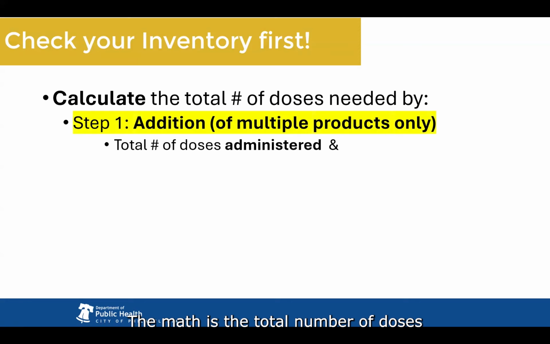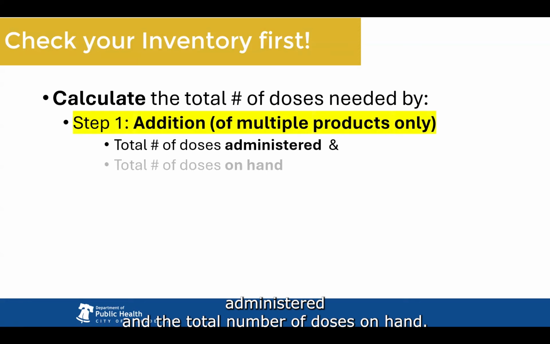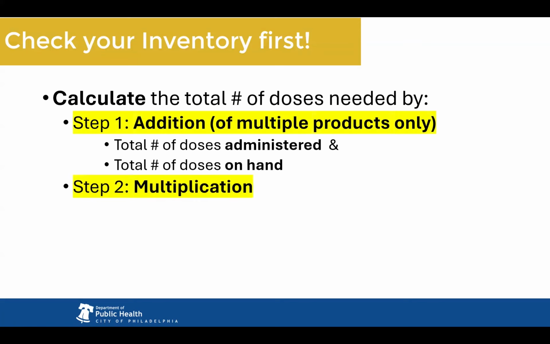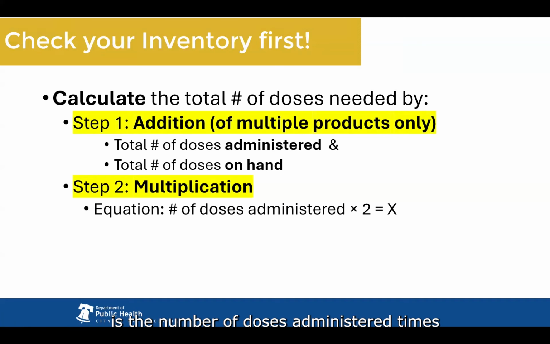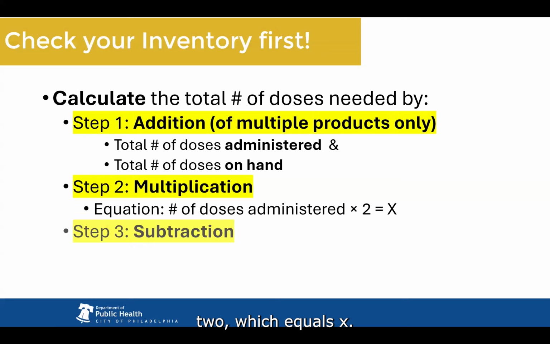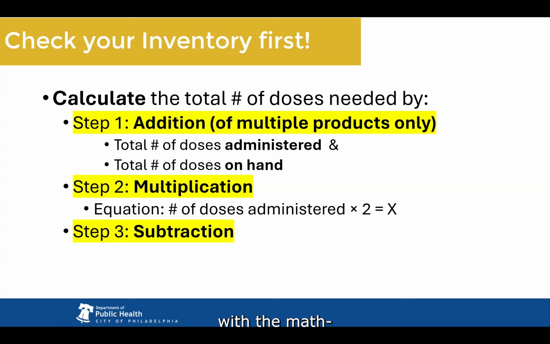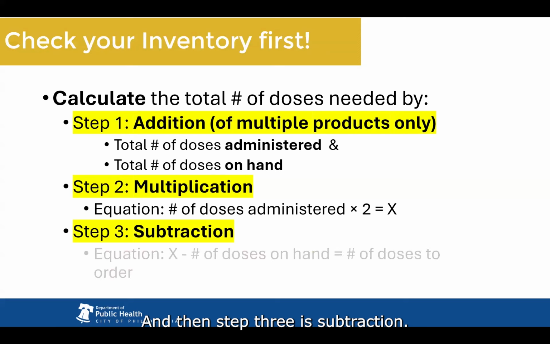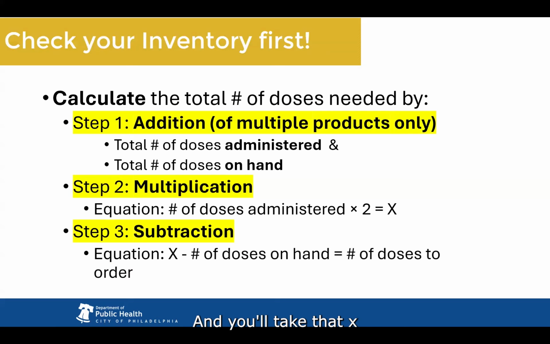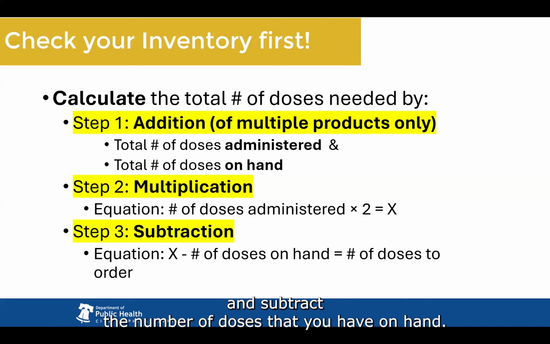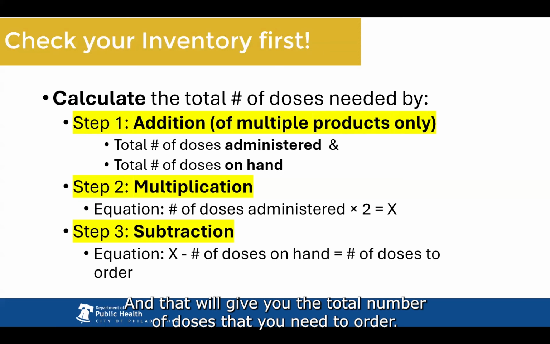The math is the total number of doses administered and the total number of doses on hand. Step 2 is multiplication. And the equation is the number of doses administered times 2, which equals X. Now, I know some of y'all are saying, oh, Lord, the letters are coming in with the math, but I promise it's not that hard. And then step 3 is subtraction. And you'll take that X and subtract the number of doses that you have on hand. And that will give you the total number of doses that you need to order.